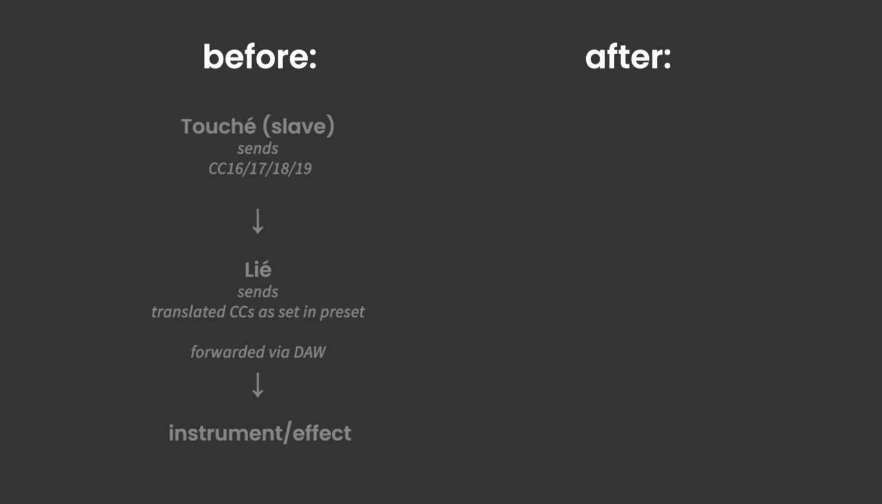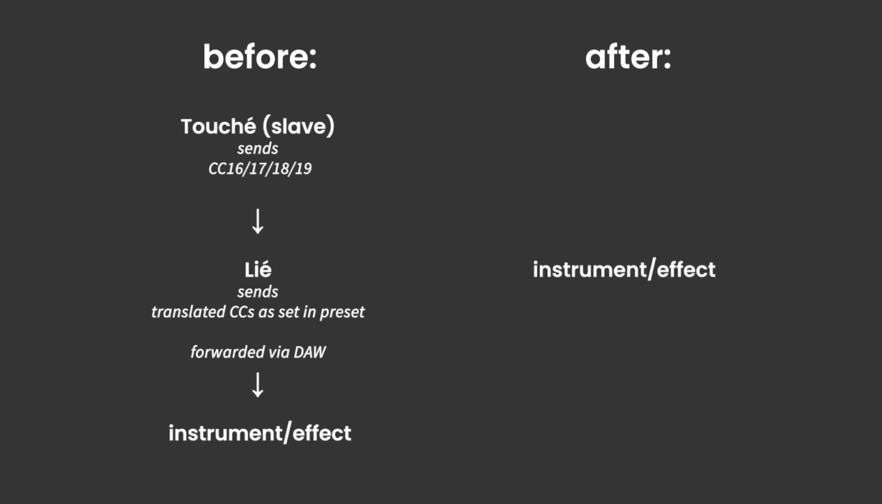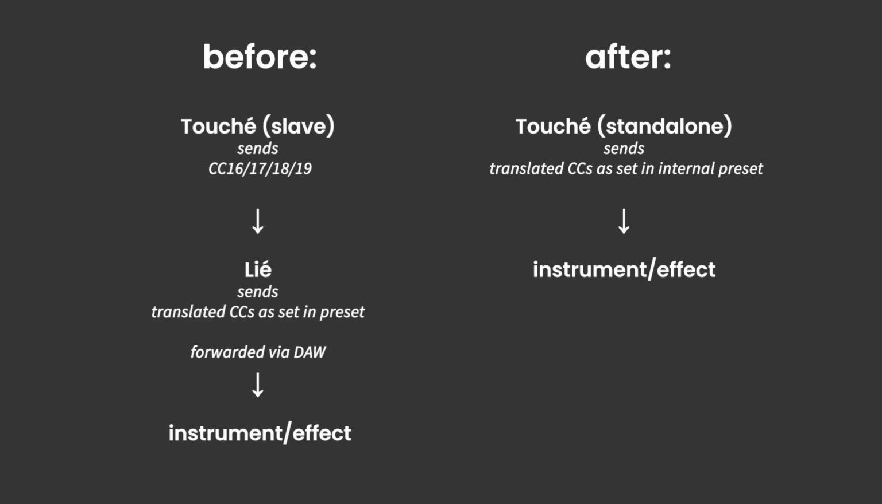After doing so, you don't need to load Lier inside your DAW anymore. You can just control the instrument directly with Touché as standalone controller. Just make sure that the sound preset in the instrument and the hardware preset dialed up in Touché do match, and that the track is armed to receive MIDI both from your keyboard controller as well as from Touché.